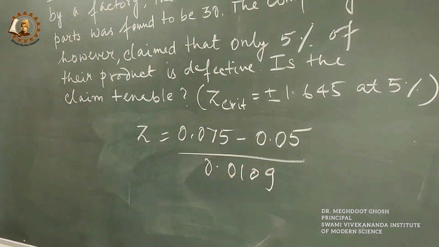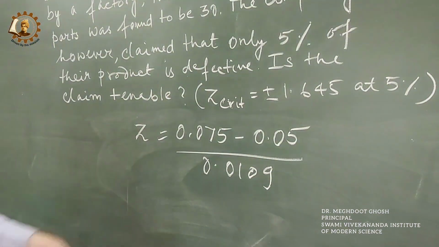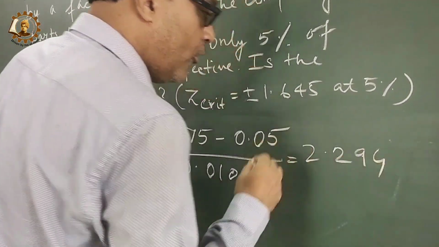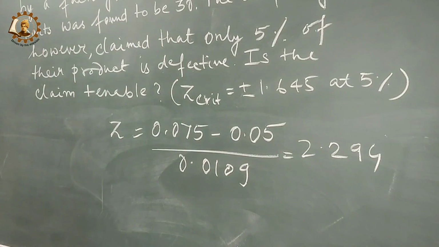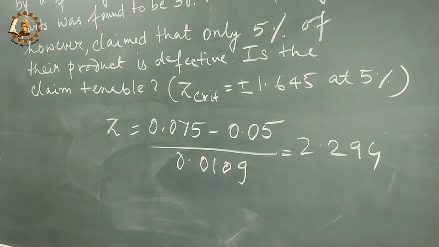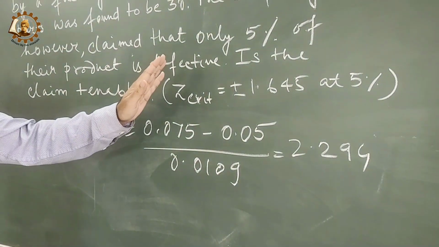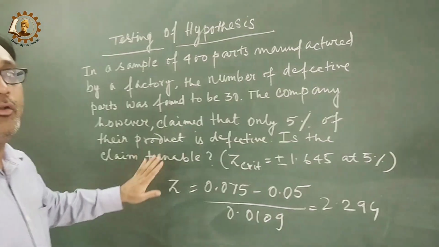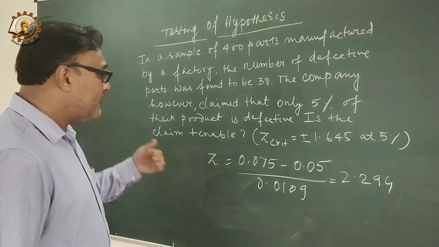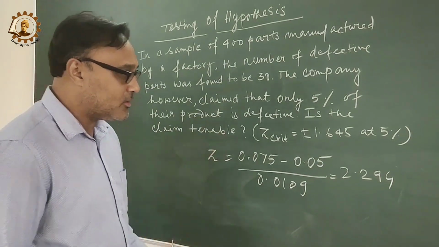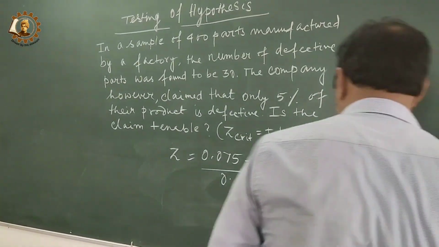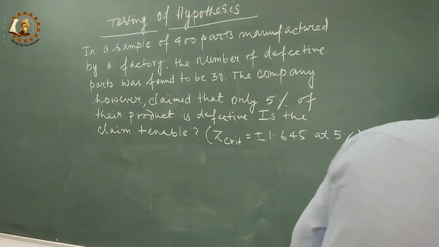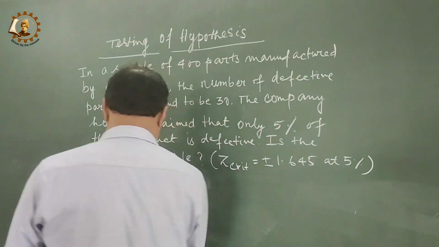So this is my Z, and if you calculate it, the value will be coming as 2.294. Now, in the beginning we said that we have assumed that the population is normally distributed, right? So if it is normally distributed, let us draw the diagram and see what it will look like. And since I am doing the one-tailed test towards the right here, see what we are doing.